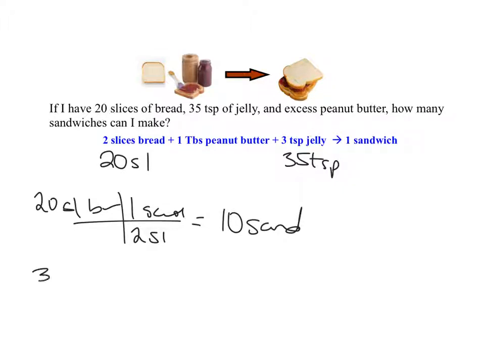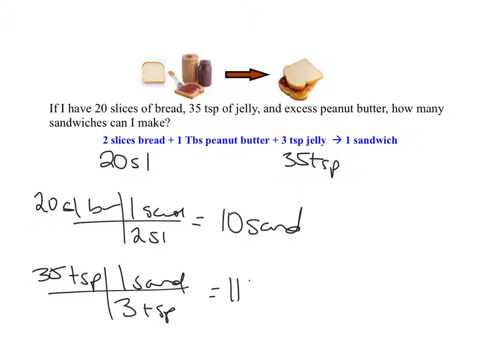With my jelly, if I had 35 teaspoons of jelly, and for every 3 teaspoons I get 1 sandwich, 35 divided by 3, well, it's going to be 11 2/3, right? So 11 2/3 of a sandwich.